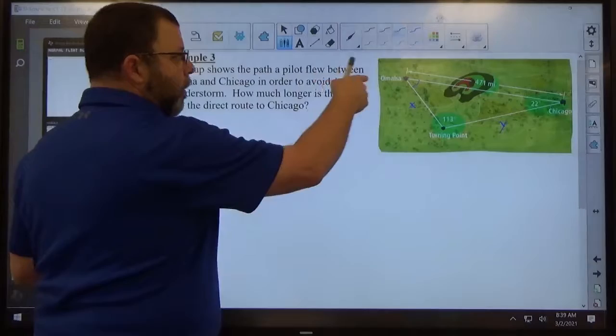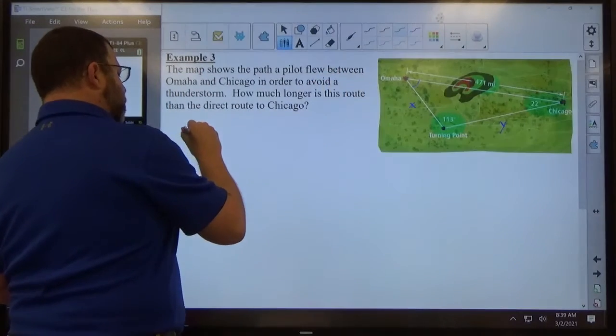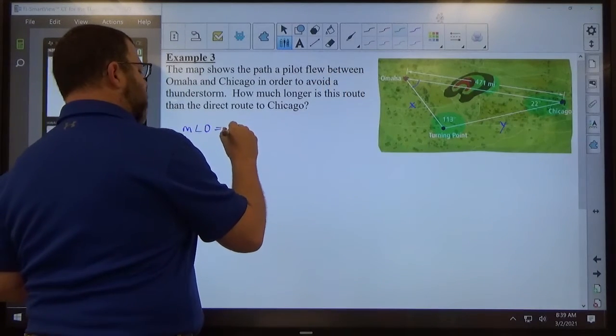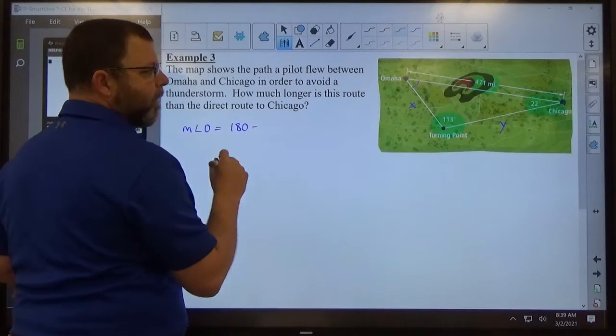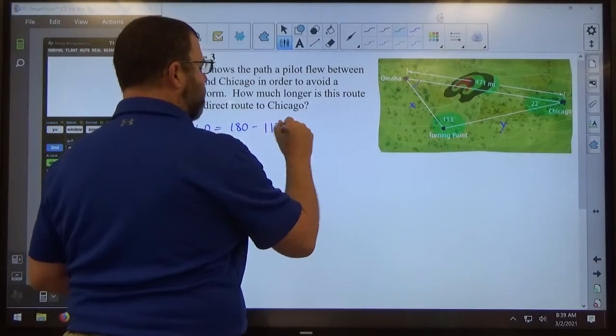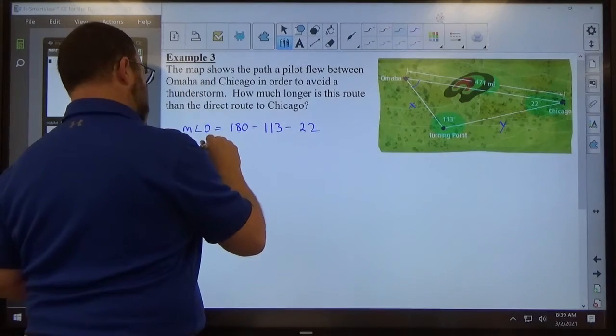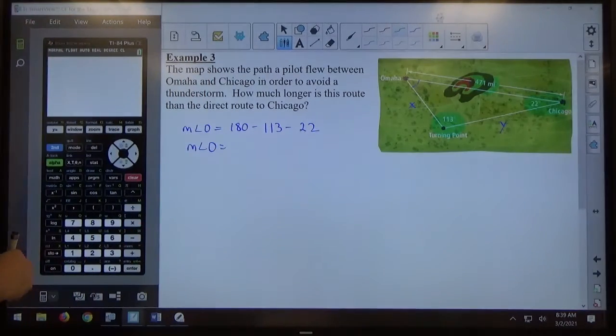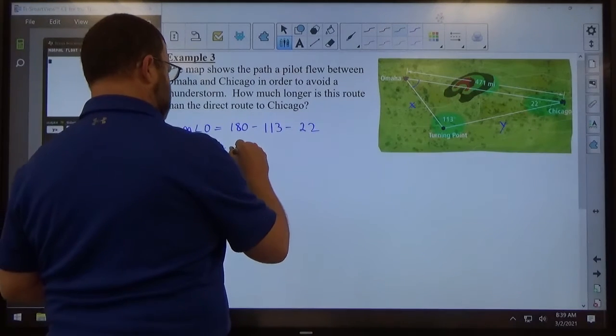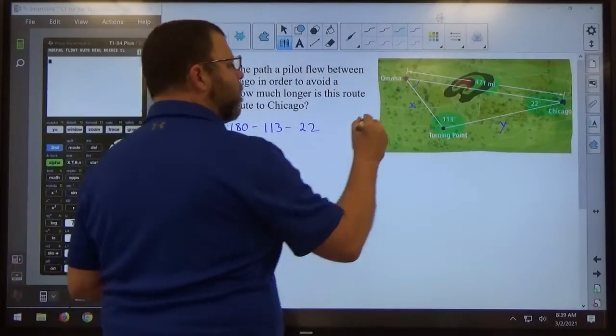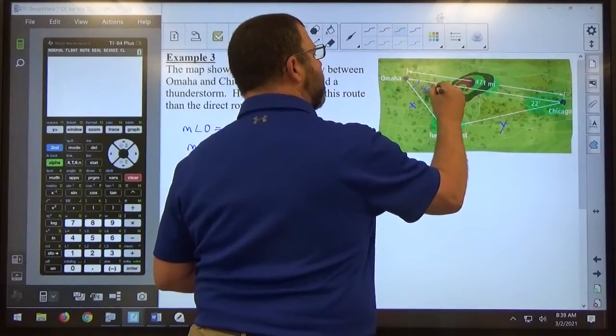So I'm going to call that angle O for Omaha. The measure of angle O is simply going to be 180 degrees minus the other two angles, minus 113 and minus 22. So 180 minus 113 is 67, minus 22 is 45. So this angle right here is a 45-degree angle.